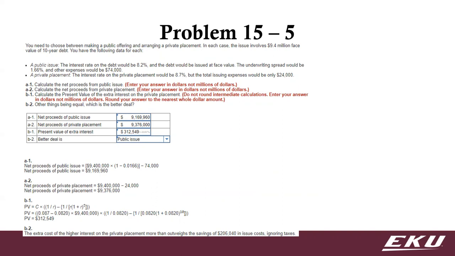And then the better, if you were to calculate the present value of all of that extra interest, you'll see that you end up net better off with the public issue, even though you have those upfront expenses, because you're saving on those later expenses on the higher interest. But again, notice that we're ignoring taxes. Because of taxes, it could make more sense actually to go back with a public issue.